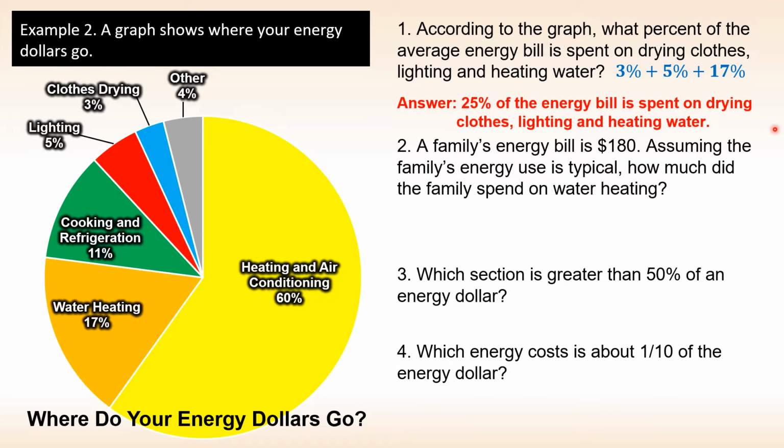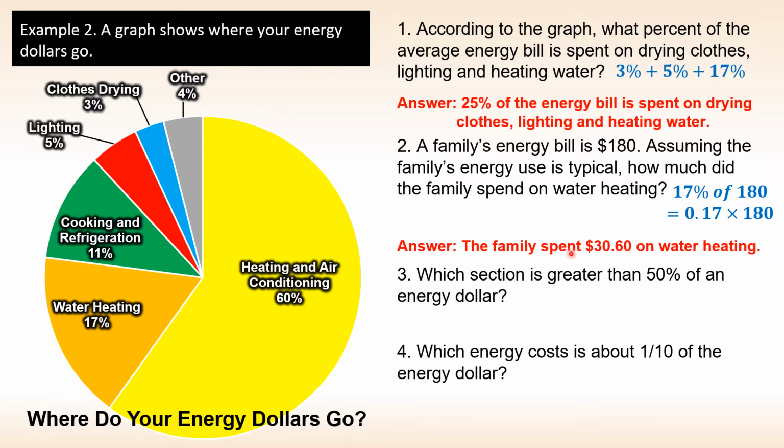Question number 2. A family's energy bill is $180. Assuming the family's energy use is typical, how much did the family spend on water heating? In every $100, we have $17. That means 17% of $180. 17% of 180 is equal to 0.17 times 180. That gives us: the family spent $30.60 on water heating.